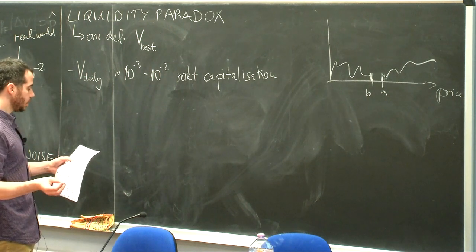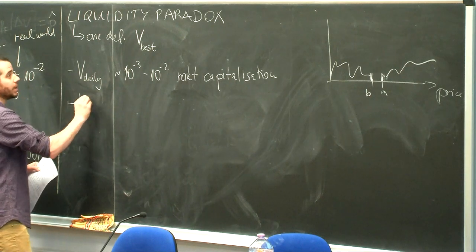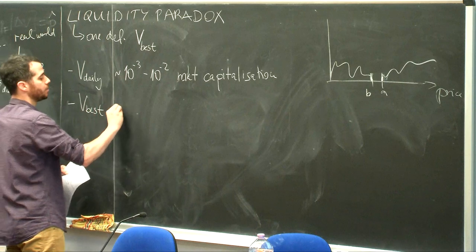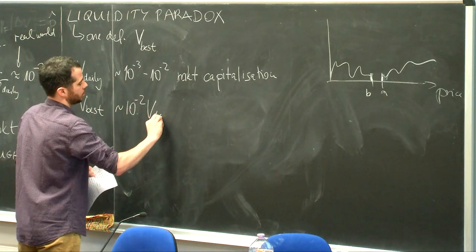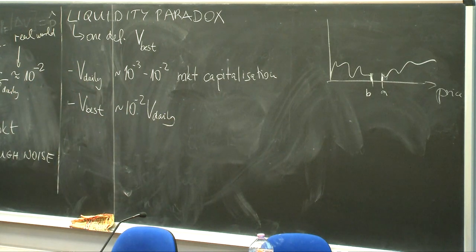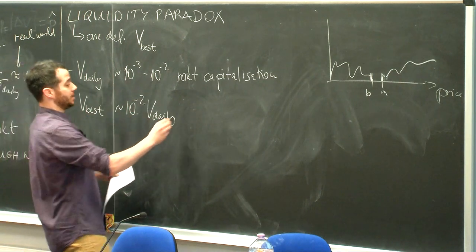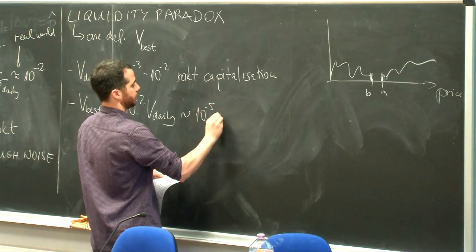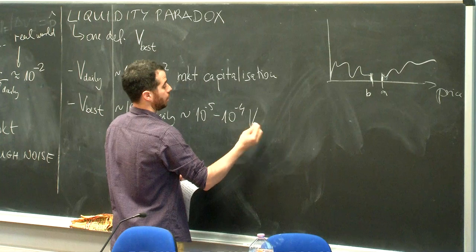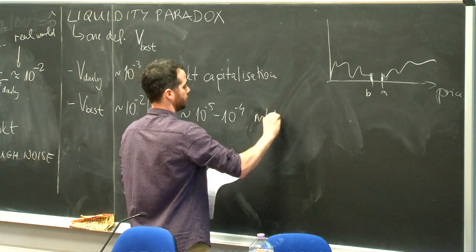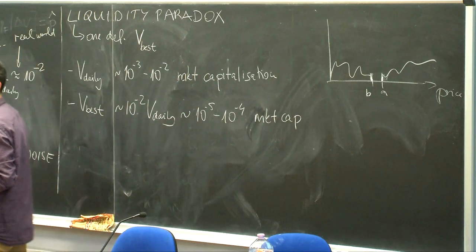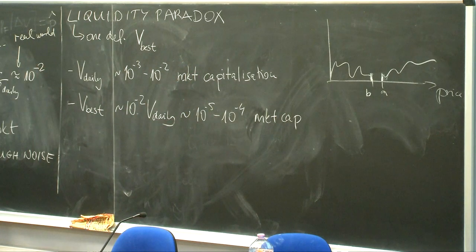And actually if you look at what this value is, these are absolutely empirical numbers, it's essentially 1% of daily volume. Okay? So just to get an order of magnitude, you can multiply this, so this will be something like 10 to the minus 5 to 10 to the minus 4 of the market cap. Okay? And, well, these are simple numbers. Total number of stocks times their price. So it's a dollar value, but it could be total number of stocks, yeah.